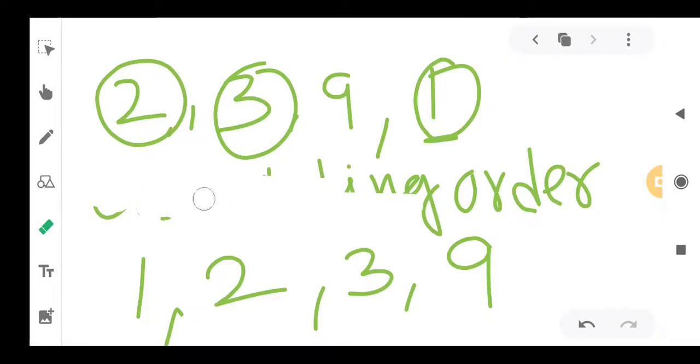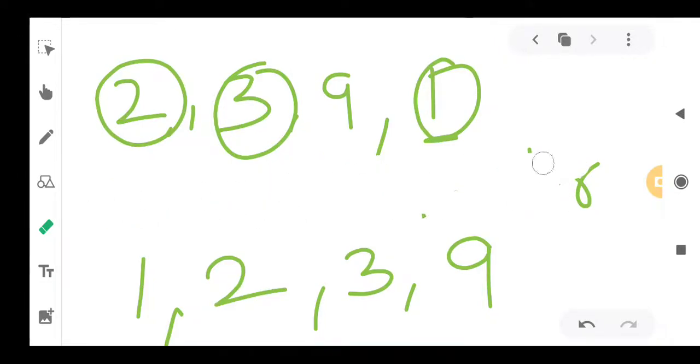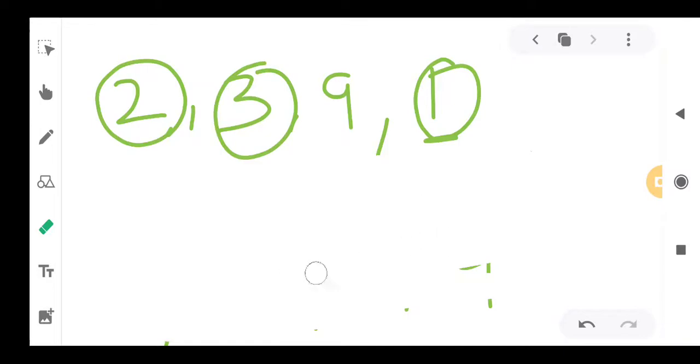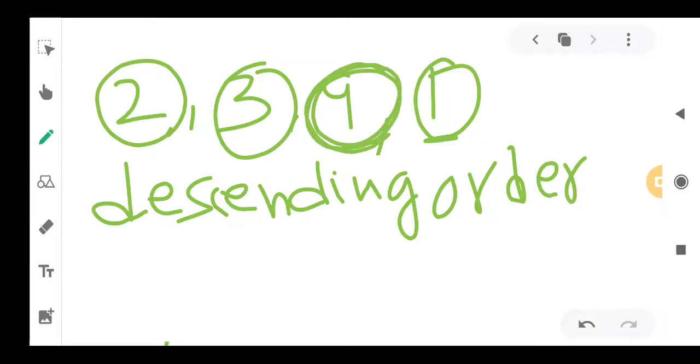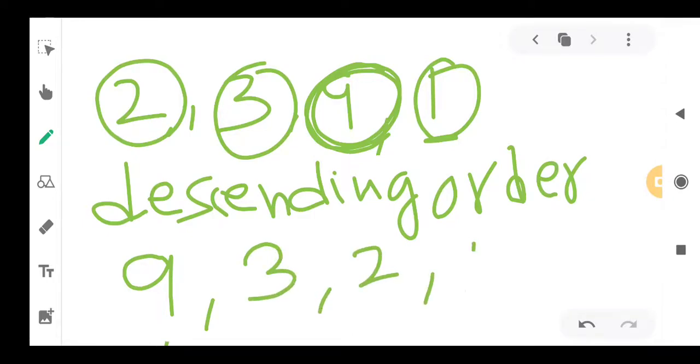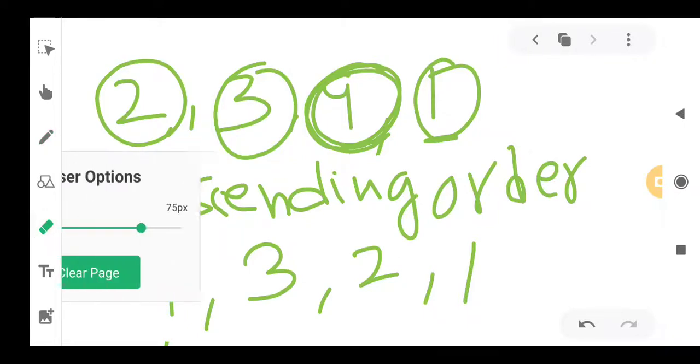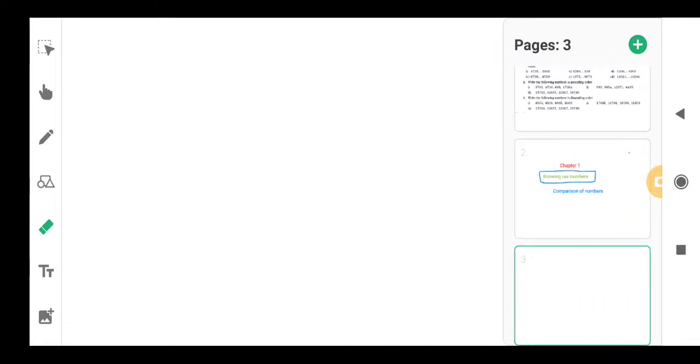If you write the reverse of these numbers, from bigger one to smaller one, if you take first bigger one, after that smaller one, that is called descending order. So, in descending order, first of all you have to write the bigger one. Which is bigger one? 9. So, first of all you have to write 9, after that 3, after that 2, after that 1. So, this is called descending order. Okay, understood? Now, we will go for worksheet.